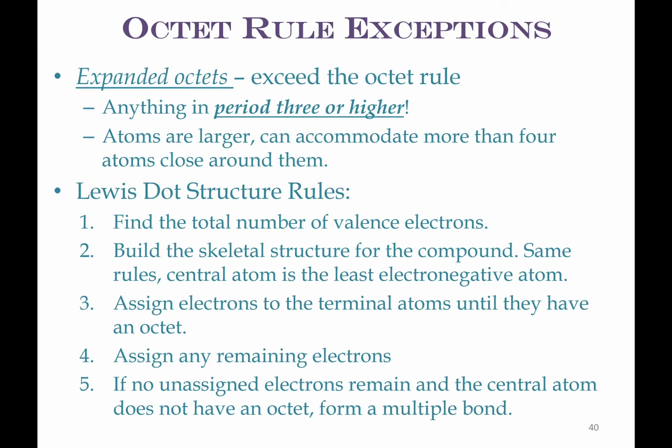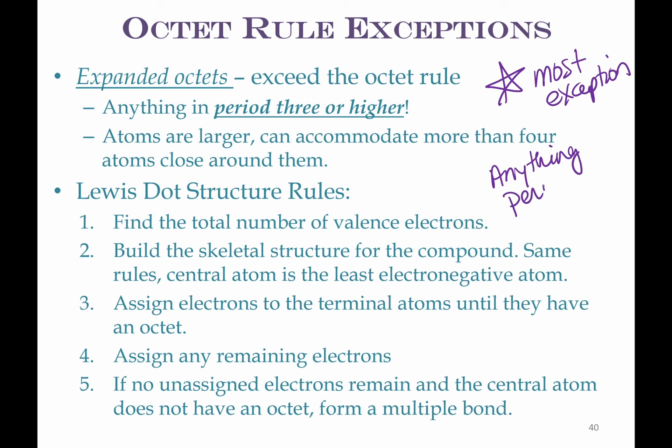Expanded octets. This is where we're going to have the most exceptions, and that's because it's anything in period 3 and higher. Anything that's found in period 3 or higher technically can form an exception. There are a lot of elements that will form them more often than others. Atoms are larger once we get to period 3, so they can accommodate more than 4 atoms around them, but also they have d orbitals that we can throw those electrons into.